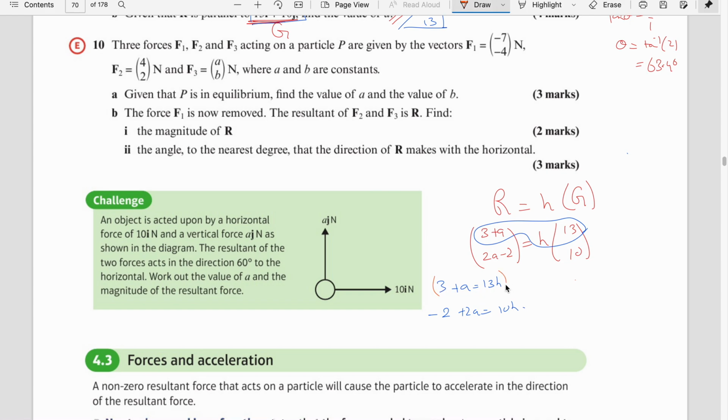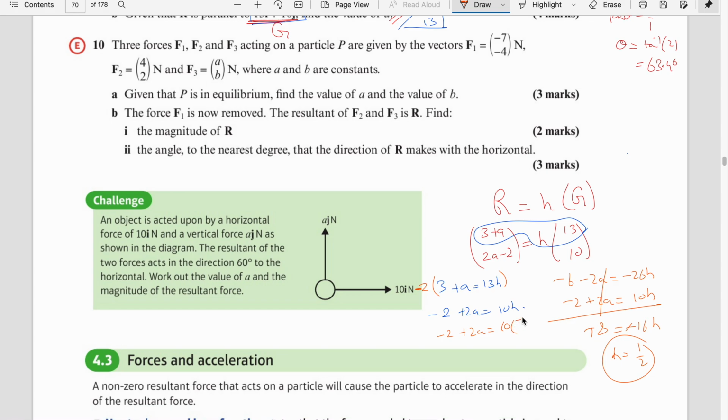I'm going to multiply the first equation by minus 2 directly. So that makes it minus 6 minus 2A is equal to minus 26H, and copying the second equation as it is. Now adding them, you get rid of A. This is minus 8, and on the other side, that is minus 16H. So H is equal to 1 by 2. Once I know that, substitute it in any of the equations and get the value of A.